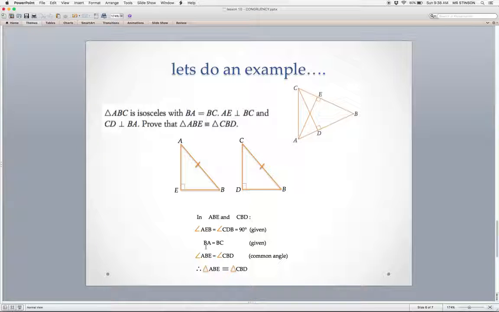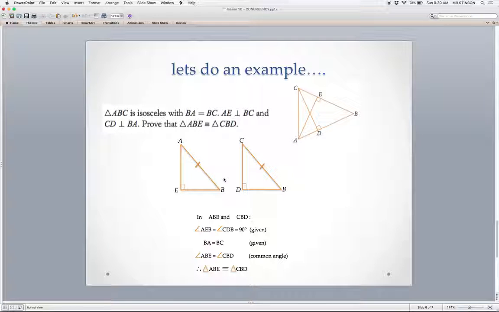We can now look at our side. BA, or AB, is equal to BC, these two sides. Now the question also gave us this piece of information. So once we've written it, we would also write in our reasoning that this is given. Now the one thing that we had to search for in this example was our last angle. And we realised that both triangles have angle B. And if both of them have it, therefore it's equal.